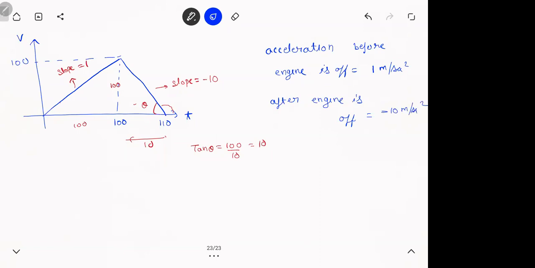Any doubts on this thing, please ask me. Have a look at this. Any doubts, ask me. Because in a VT graph, slope is acceleration. But you just need to find the slope. And understand one thing, this is making an obtuse angle. So the slope will be negative. So be careful with that. Don't write plus 10.